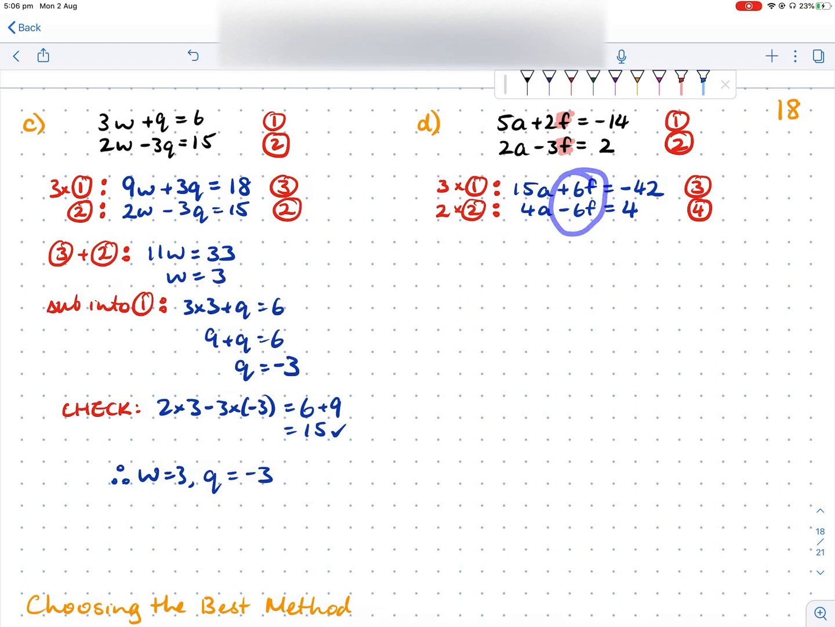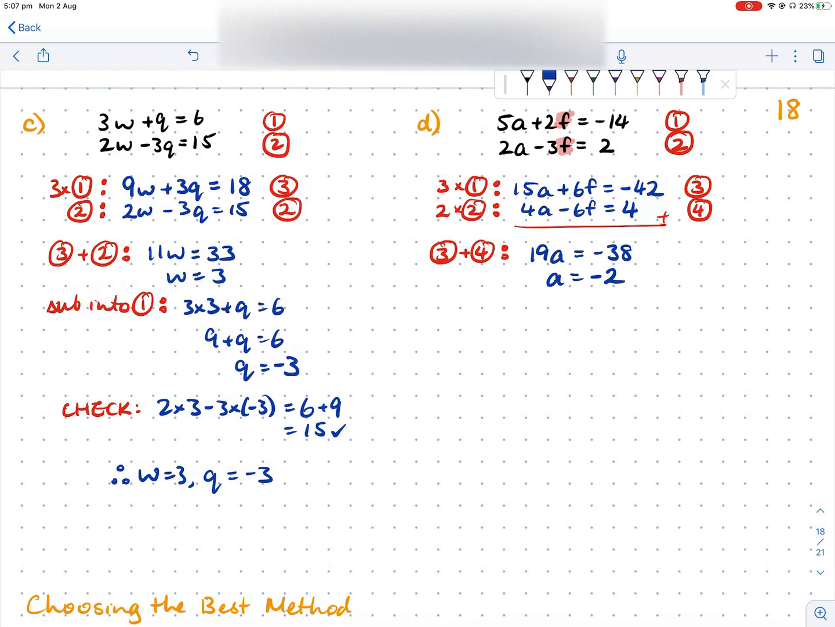All right, so these F's, you can see that they're different signs. So what we're going to do is add those equations together. Equation 3 plus equation 4. Again, if you want, you can rule it off. You can see it's actually not that hard even if you don't rule them off. So let's add those together. 15a plus 4a is 19a. The f's cancel, equals negative 38. When we divide by 19, that's going to come out to be negative 2.